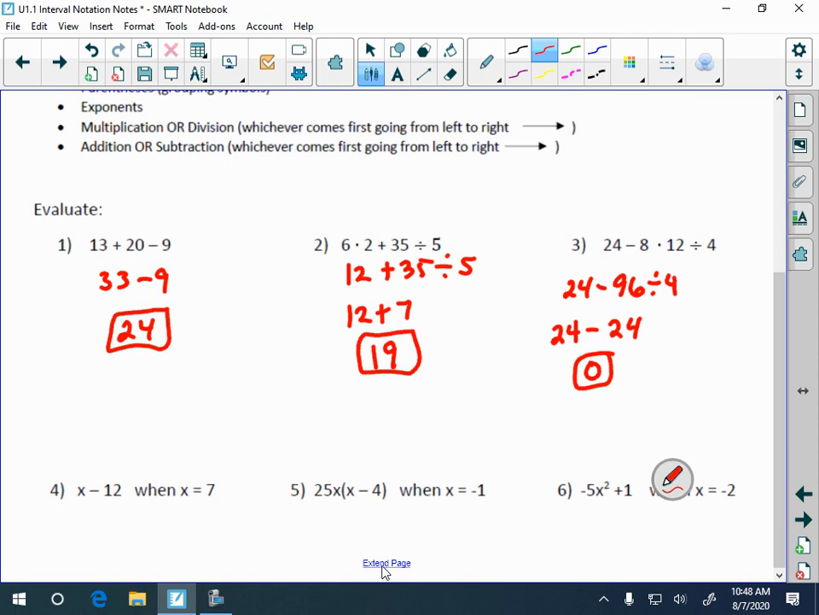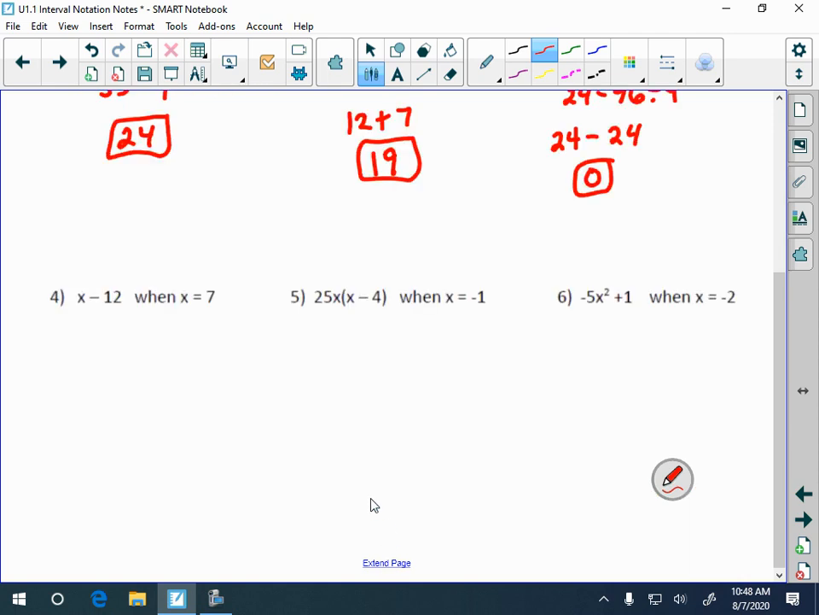All right, and then let's see, let's do these last ones. So these last ones, they give us an expression and tell us a value of x. So we're going to use substitution to substitute a value in. And it's a good habit to use parentheses when we substitute a number in. And then we'll use our order of operations. All right, so x minus 12 when x is 7. All right, so we're just substituting 7 in. And 7 minus 12 is negative 5.